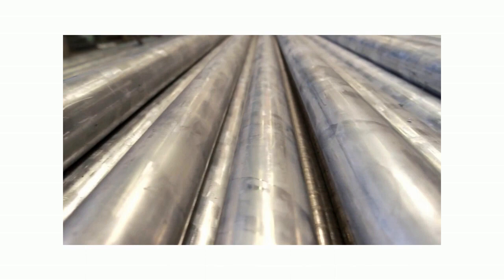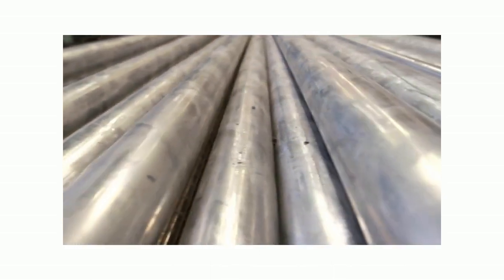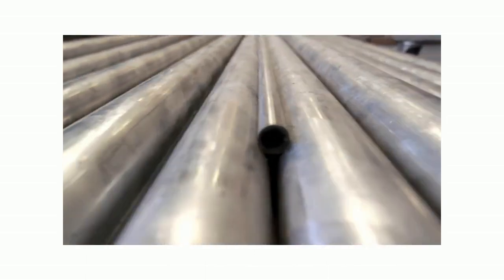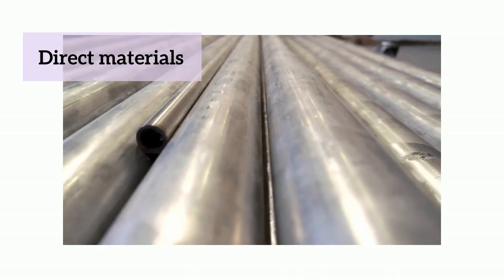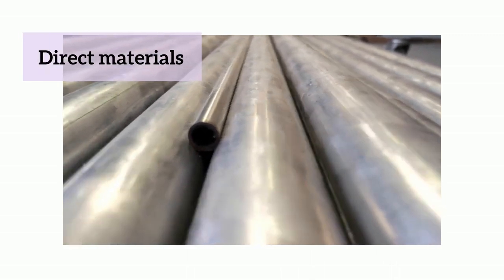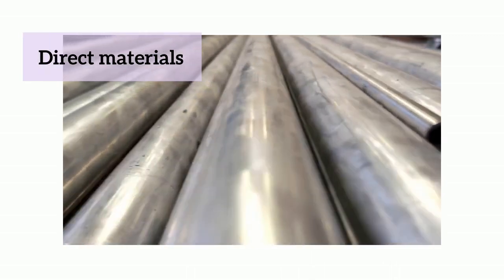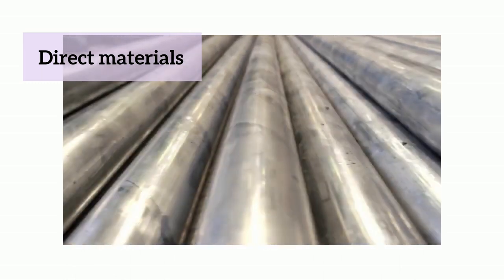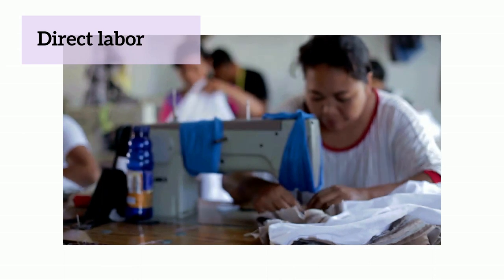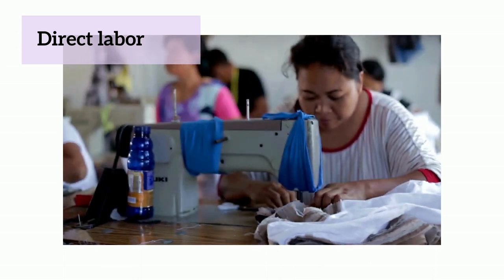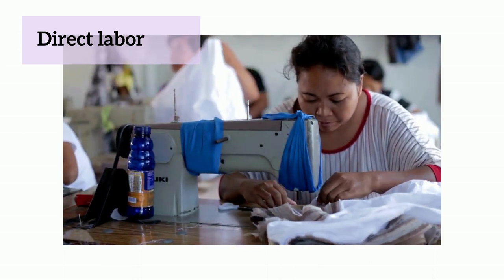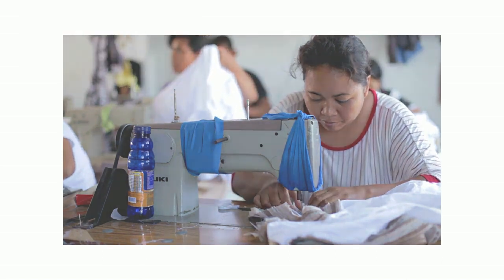Now, let's move on to the three basic manufacturing cost categories. The first category is direct materials, which includes the cost of raw materials that are used in the manufacturing process. The second category is direct labor, which includes the cost of labor that is directly involved in the manufacturing process.